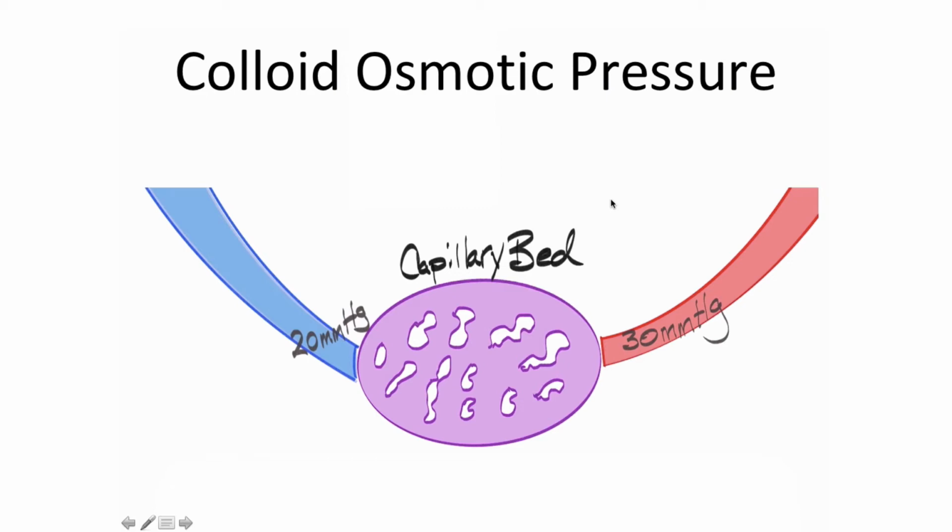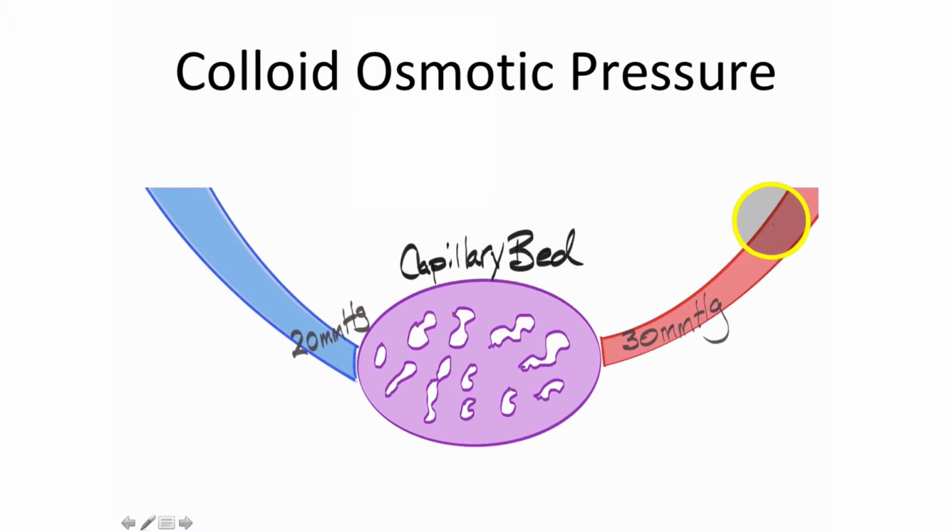Colloid osmotic pressure is a process that happens at the capillary beds to help ensure that we maintain fluid volume within our blood vessels and, as a result, adequate blood pressure. We lose fluid volume, we lose pressure. In this picture, we see an arteriole entering a capillary bed and a venule leaving the capillary bed.